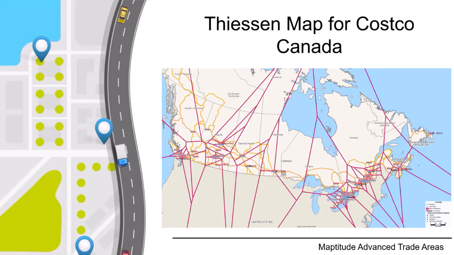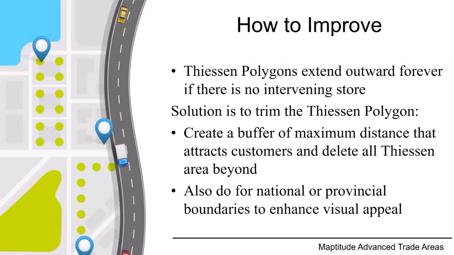So straight line influence areas is great, but it has that issue. So how do you solve it? Well, you can do it in Maptitude, and I find this to be really useful. You can trim them. So what do you trim them with? Well, what you could do is create a buffer, which is the maximum reasonable distance from which customers visit a location. More destination retailers will have a further one. Convenience retailers will have a shorter one. Do the buffer around all locations, and then trim the Thiessen polygons to those buffers.